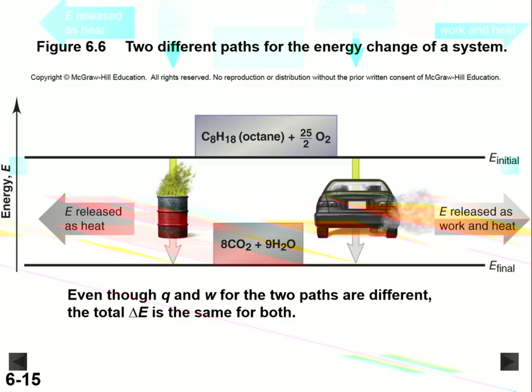Alternatively, we can put this into an automobile and do our combustion in a controlled manner inside an internal combustion engine. In this case, we do get some heat release, but we also get productive work, moving a car down the road and driving all the systems within the automobile. So here's two different processes. The same internal energy change has occurred for the octane going to carbon dioxide, but the amount of heat versus work will depend on how we do the process. So that's the difference between a path function and a state function.